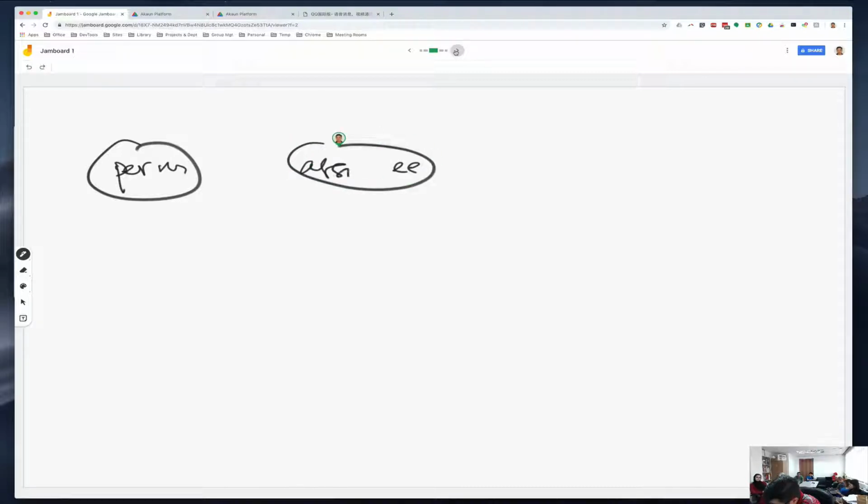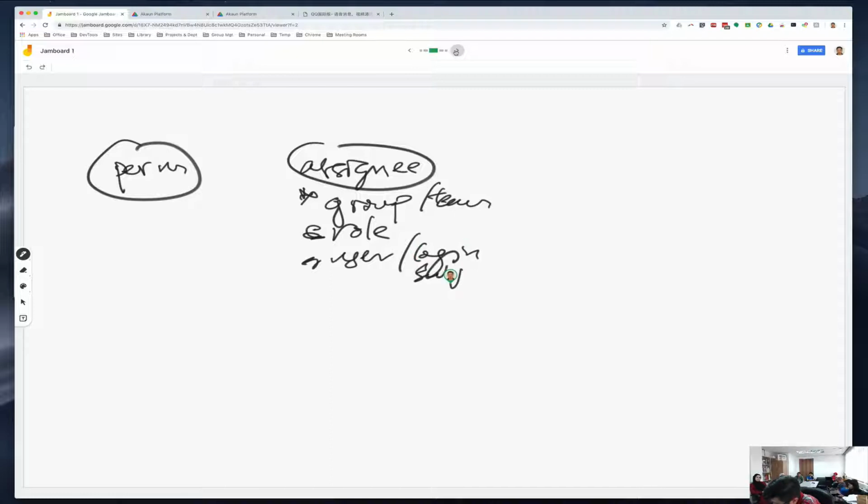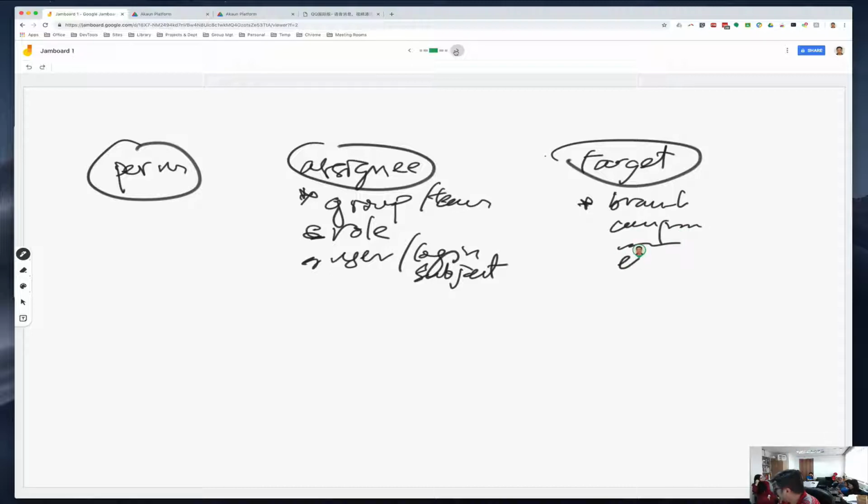This assignee can be a group, a team, a role, or a user, or sometimes we call it the login subject. Okay, then we have the target. That means that if they have a permission to create invoice, they can have a target by branch, company location, by company, by location, or even by entity, which is a supplier or something like that.